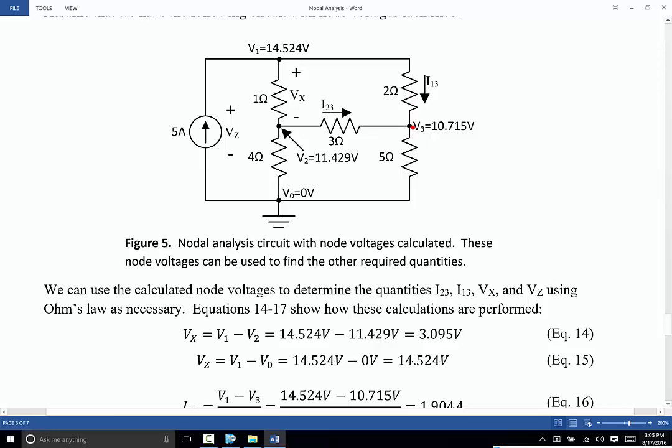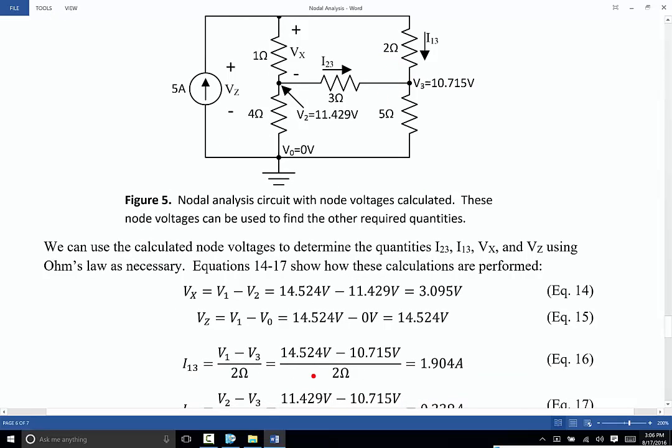14.524 minus 10.715, that's the voltage that's going to appear across that resistor. If we divide that voltage by 2 ohms, voltage divided by resistance gives us current. So all we need to do is take the voltage from the source, subtract the voltage at the destination, divide by the resistance, and that's going to give us the current. V1 minus V3 divided by 2 ohms gives 1.904 amps.